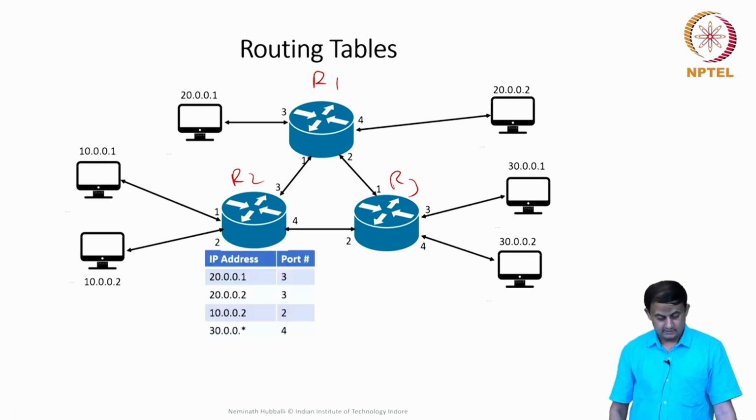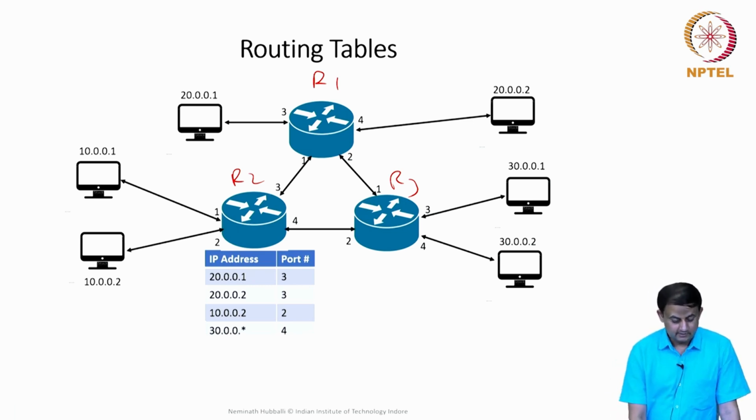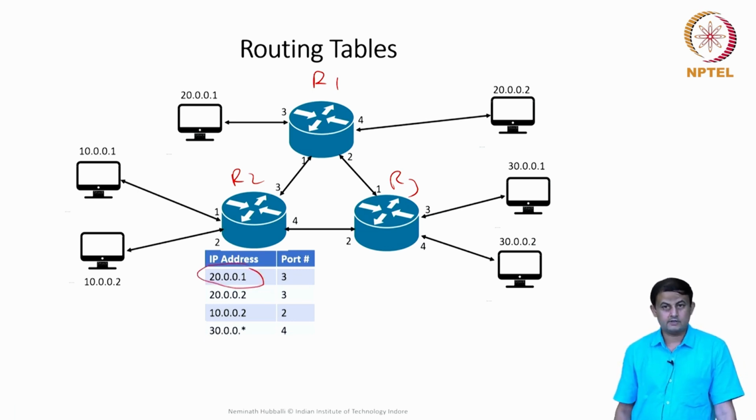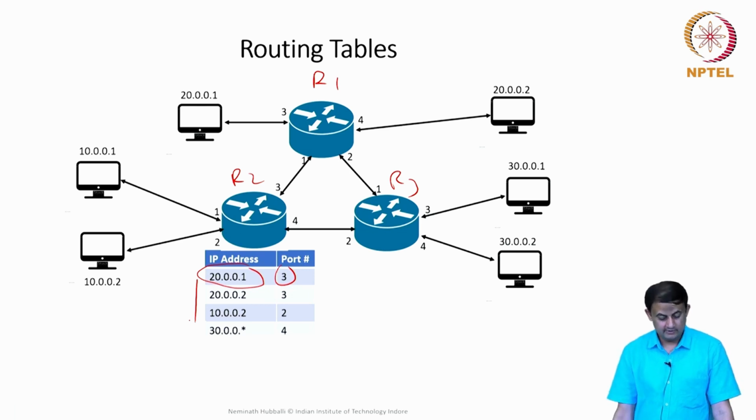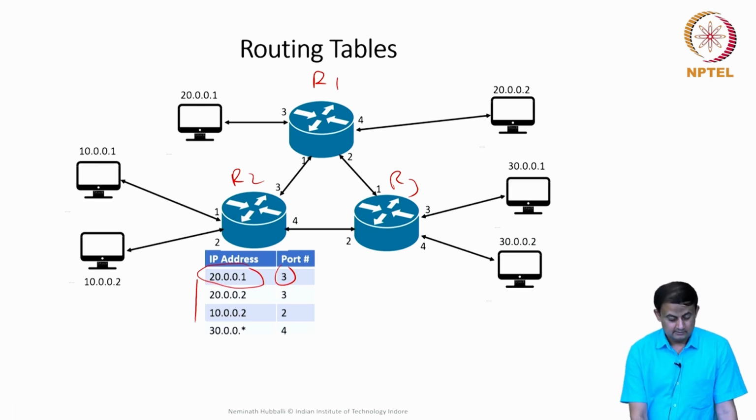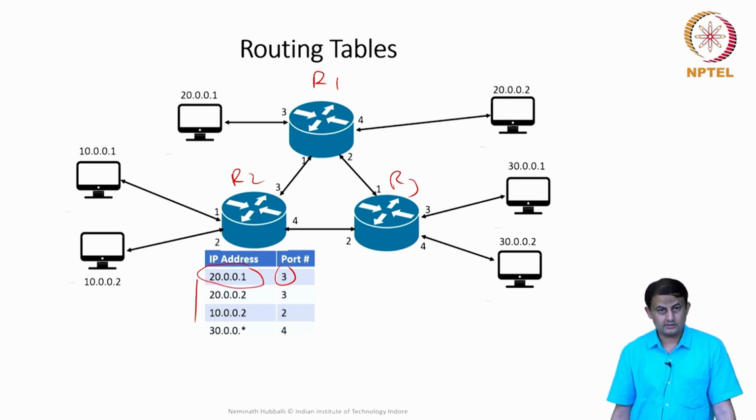And typically a network router has something called the routing table. This we might have studied in our undergraduate course, where the routing table looks something like this. It has two components. One is the destination IP address and the other is the port number, and this is the routing table for the router R2. What it means is, for every entry in this table, if you receive a packet with the destination IP address 20.0.0.1, this routing table tells the router that you need to forward it to port number 3. That is the meaning of that.